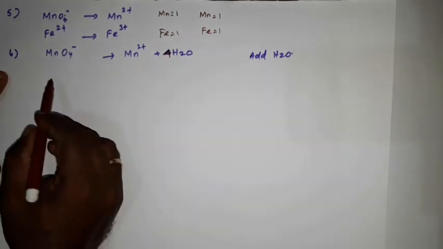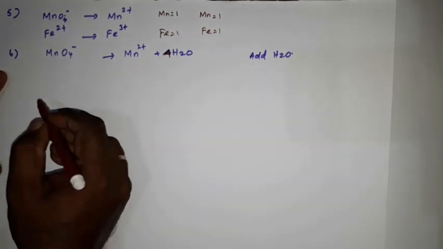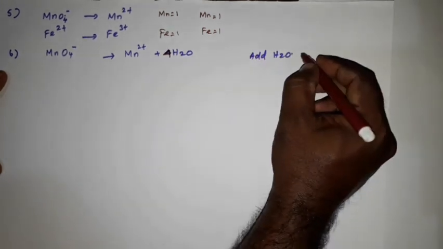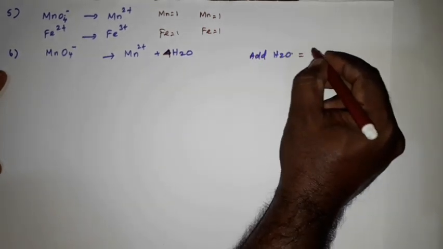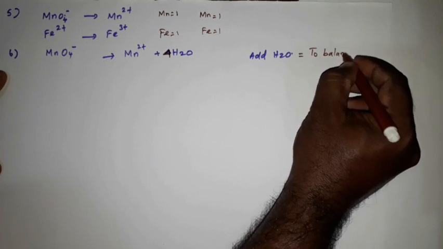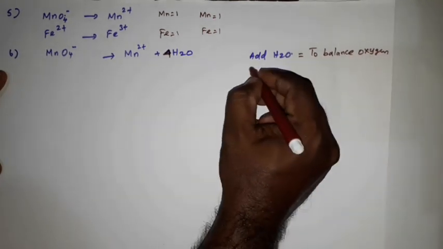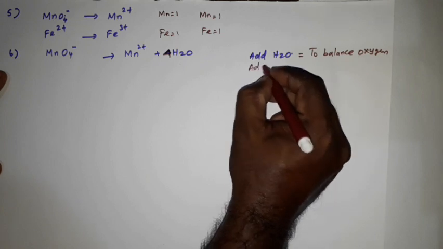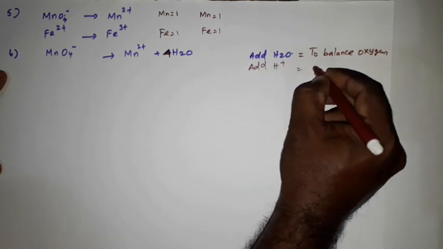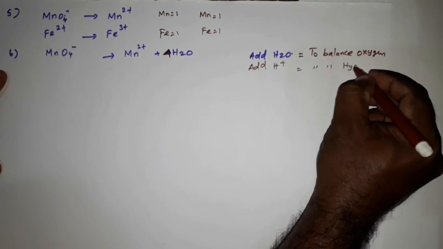So now the oxygen atom is balanced. Next step, add water to balance oxygen. Okay. Now add H plus ion to balance hydrogen.